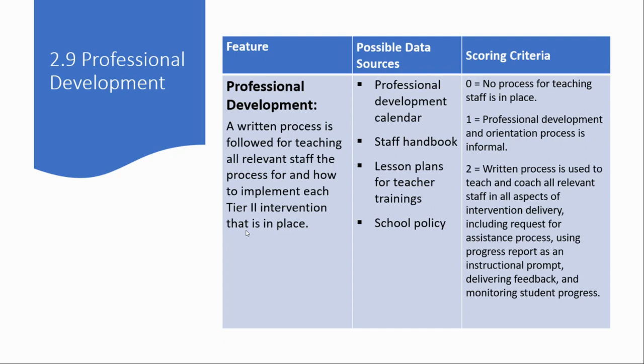So 2.9 is looking at professional development. This one says a written process is followed for teaching all relevant staff the process for and how to implement each Tier 2 intervention that is in place. The possible data sources include a professional development calendar, staff handbook, lesson plans for trainings, a school policy. So a team receives a 0 if no process for teaching staff is in place. They receive a 1 if the professional development and orientation process is informal.